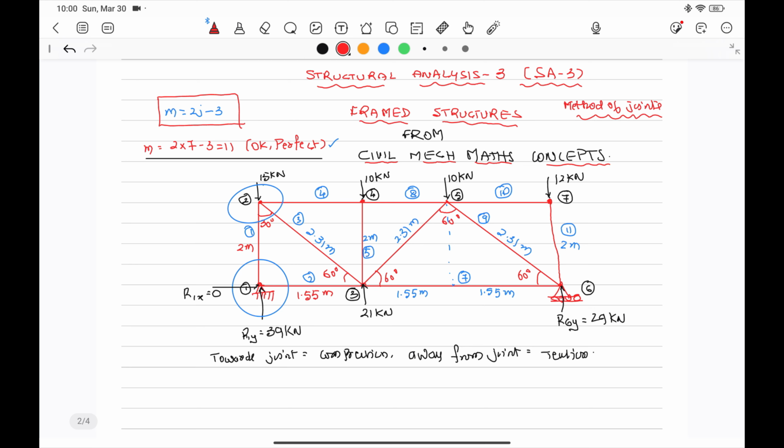Now we will go for joint 4. Because in joint 4 what is there? We don't know 4 to 5. We know about 2 to 4 force and we know about 2 to 3 force. So that 2 forces are known, 2 forces unknown, we can find out. We have to see that also. How many forces are unknown? Now, let us take the joint 4.